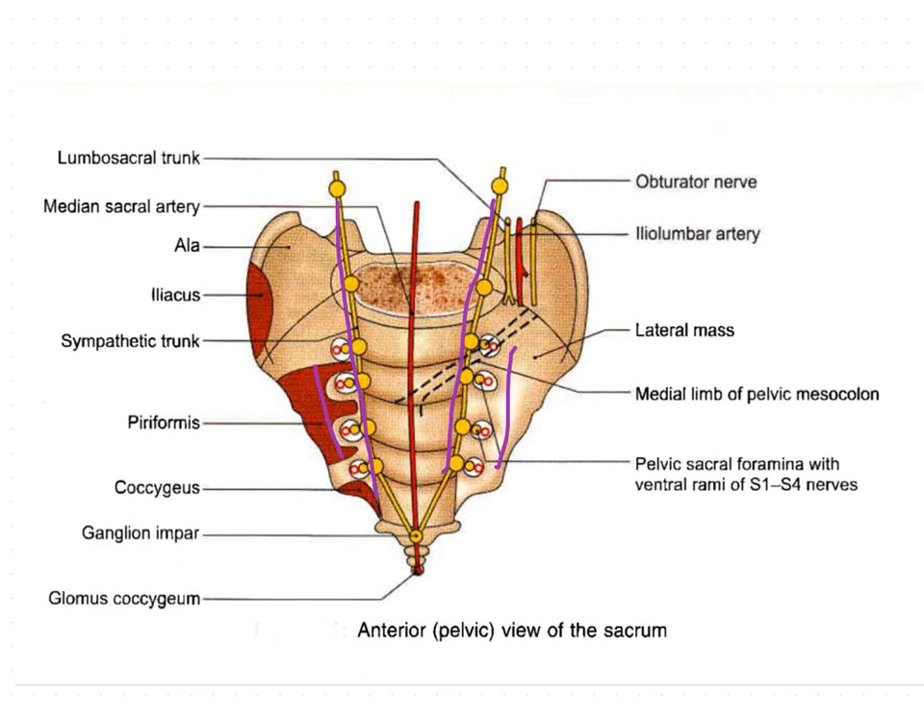What do you call them? Median sacral vessels. That is the median sacral artery. So this is present on the midline. This vessel lies in the midline. The branches only come through the sacral foramen. And also lateral sacral vessels lie lateral to the pelvic foramen.